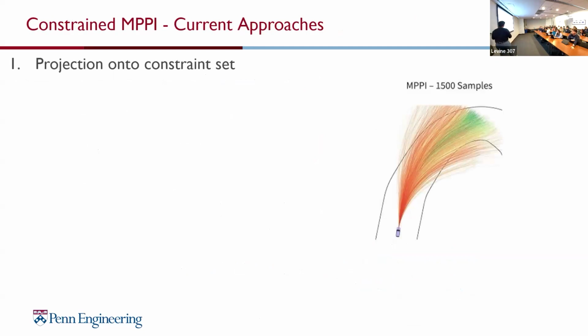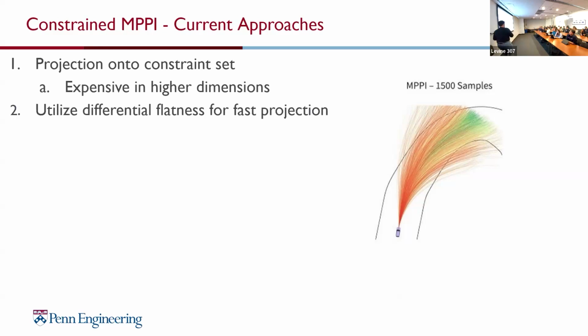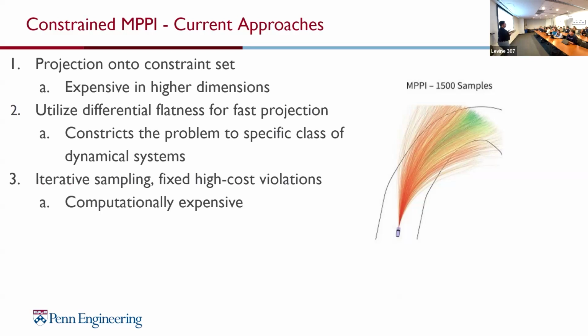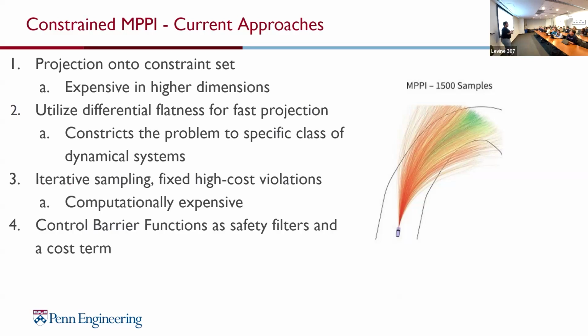The current approaches in literature rely either on projection of these violating trajectories onto the constraint set. And this can be expensive in higher dimensions because you have to project high dimensional trajectories into its specific set. You can utilize differential flatness to get fast projection of the trajectories, but this requires you to constrict the problem to a specific class of dynamical systems where the dynamics are differentially flat. You can use iterative sampling with high fixed cost on the violations, and that would work, but can be computationally expensive if you have to do multiple iterations at a time.